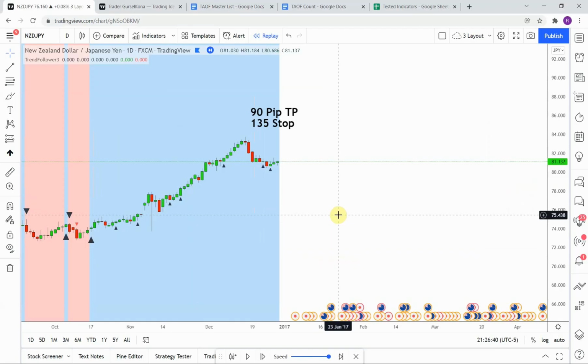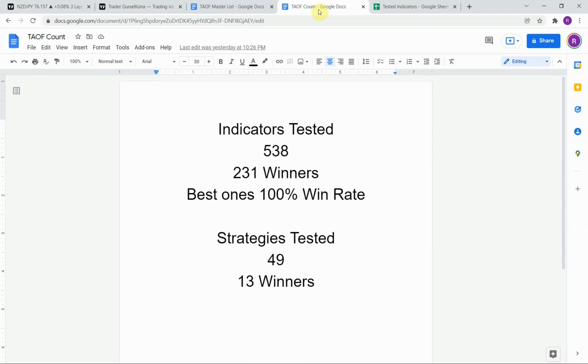All right, as I said, today we will be testing the trend follower indicator. Before we do though, I wanted to put the testing scoreboard up for everyone to see. So to date, we have tested a total of 49 different strategies, with 13 of them being profitable. We've also tested a total of 538 indicators, with 231 of them being winners. The best ones so far were able to achieve a 100% win rate.